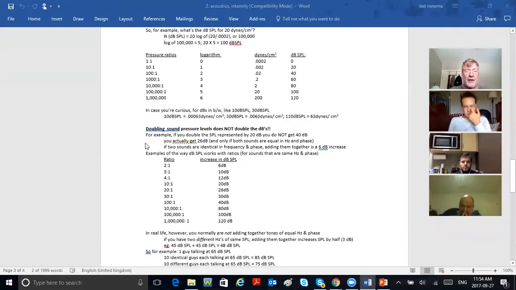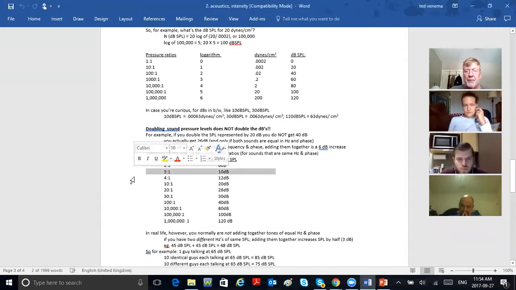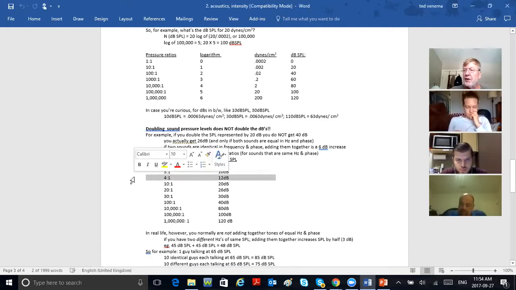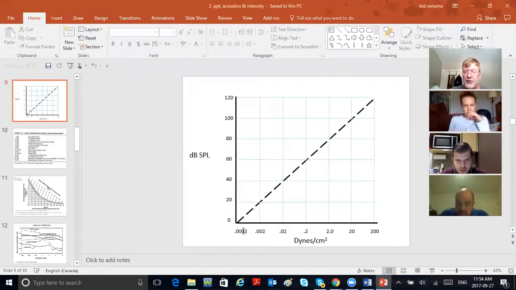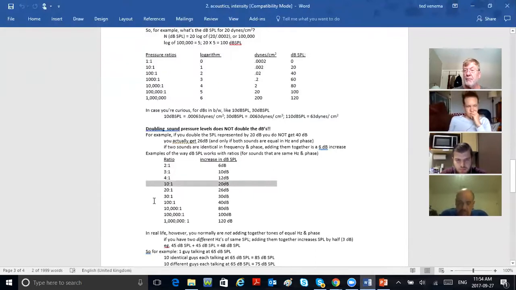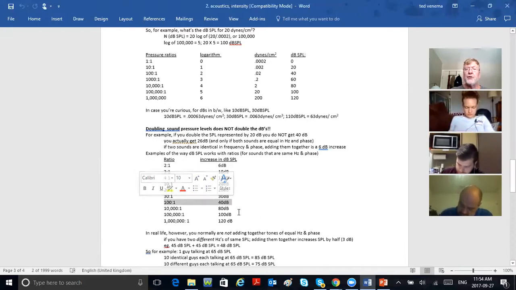So look at this. If you increase the sound pressure by 3 to 1, you go up 10 dB. If you increase the sound pressure by 4 to 1, you go up 12 dB. Oh, look at this one. If you increase the sound pressure by 10 to 1, you go up 20. Well, that makes sense. If you increase the pressure by tenfold, you go up 20. So you've seen that one before. Put a star by that one. Okay? 20 to 1, 30 to 1, 100 to 1. Oh, 100 to 1, you go up 40 dB. If you increase the sound pressure by 100-fold, you go up 40 dB.